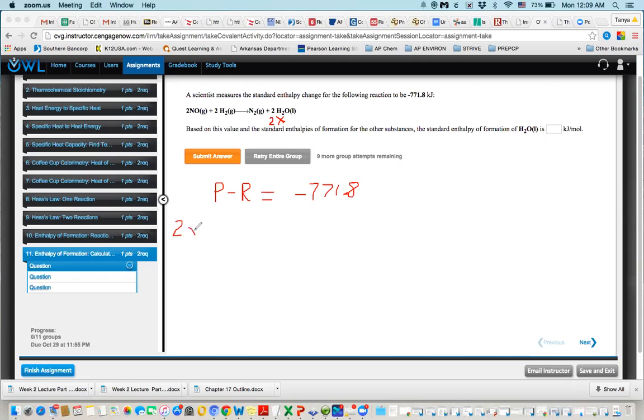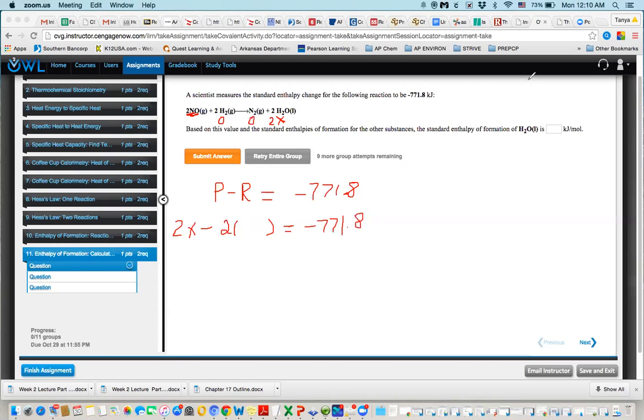Okay, so I'm going to go ahead and plug that in on this side of the equation. And then I'm supposed to add that to nitrogen, but now nitrogen's in its standard state. It's a gas, so that number would be 0. I'm not even going to put that into my equation. And then hydrogen is also a gas in its standard state, so that number would be a 0 when I look it up. So the only number I need to look up here is nitrogen monoxide, but I'm going to go ahead and set this up. 2x minus 2 times whatever nitrogen monoxide's value is. So I'm going to leave a parentheses for that, is equal to negative 771.8.